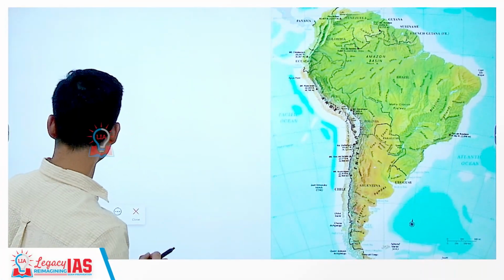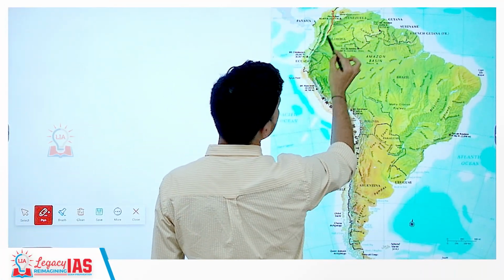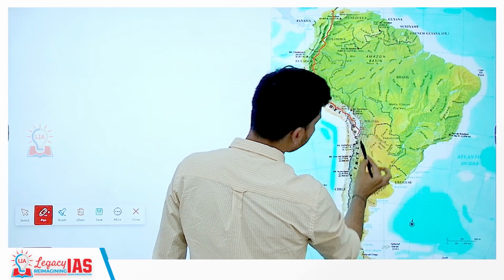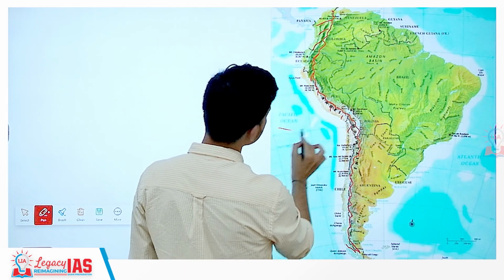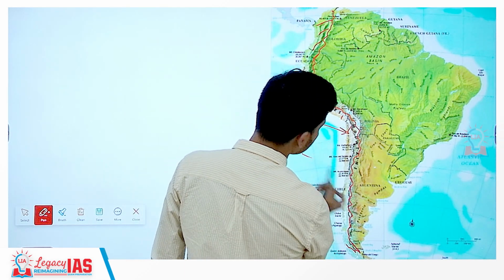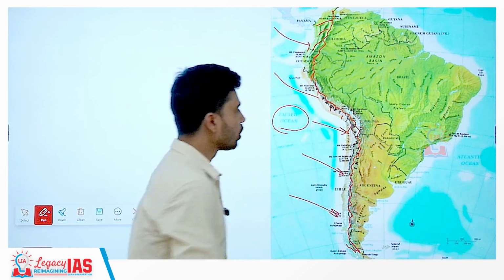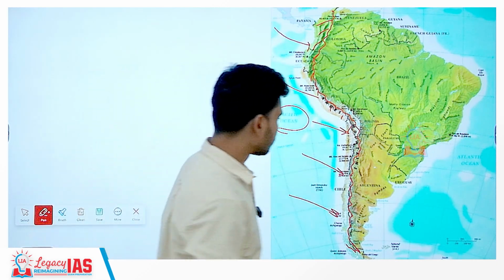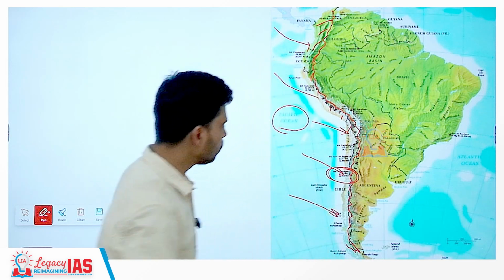We can look at this on the map of South America also, starting all the way from here, throughout the entire western coast of South America. This is the extent of the Andes range, and as we have discussed, on this side you have the Pacific plate, which is continuously subducting below the lighter South American continental plate. And here, as you can see, this is the region where you have Mount Aconcagua.